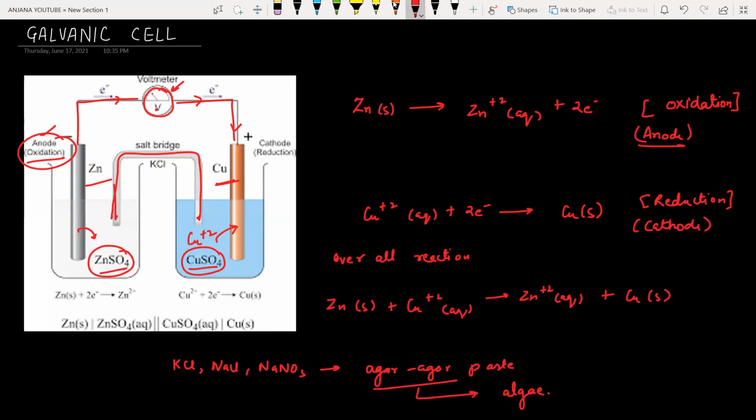Now, as this solution will be positively charged because more Zn2+ ions are present, the Cl- ions from this salt are going to enter this solution to neutralize it. The same is going to happen on the other side, as this solution is richer in sulfate ions because Cu2+ ions have moved to this rod. So it is negatively charged, and K+ ions will come into the solution to neutralize it.